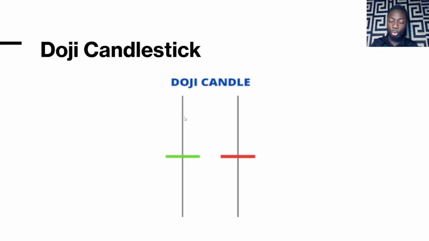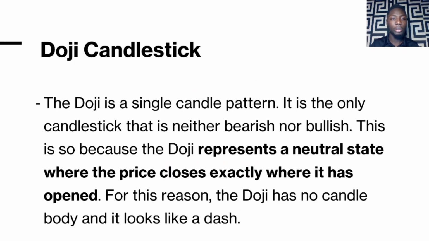So that's how the doji works. I'm sure you didn't fully understand what a candle's time frame is, to understand how the candlestick actually works very well. So the doji is a single candlestick pattern. It is the only candlestick that is neither bearish nor bullish. This is because the doji represents a neutral state, just an indecision state. It does not know what to do, it's just there. I open at $100, and after maybe 1 hour I'm still closing at that particular $100. No decisions, a neutral state.